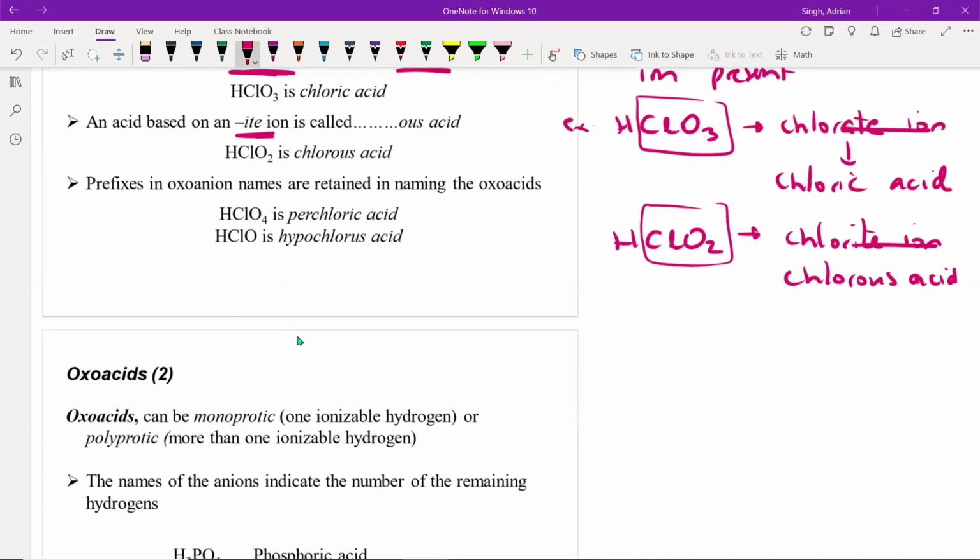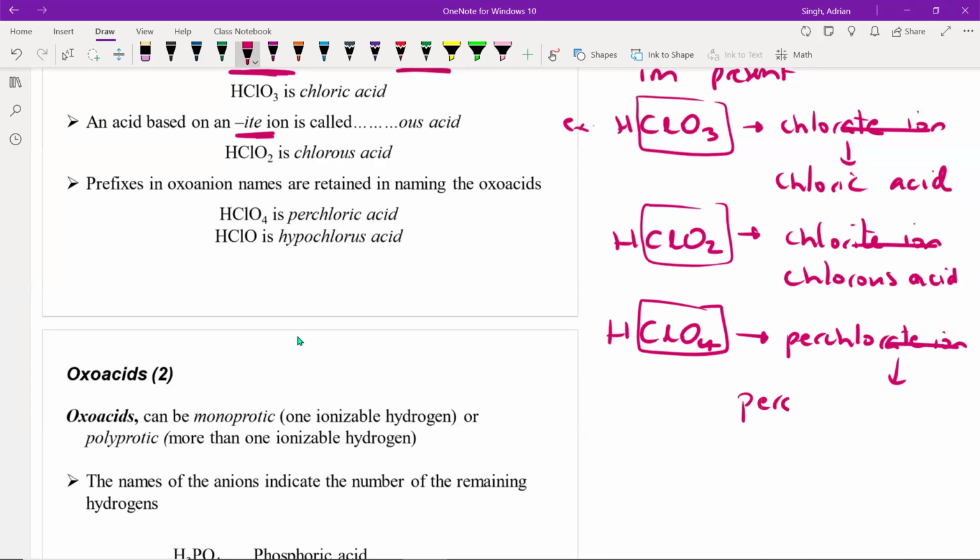And if we had, for example, HClO4, now we can recognize the perchlorate ion. Well, we saw the ate ion above, so we drop the ending, replace it with ic acid, so this becomes perchloric acid. So we keep the prefix here in the name for the acid as well.